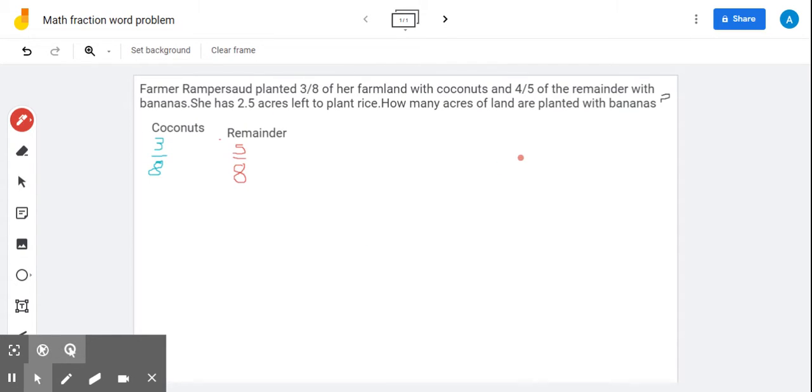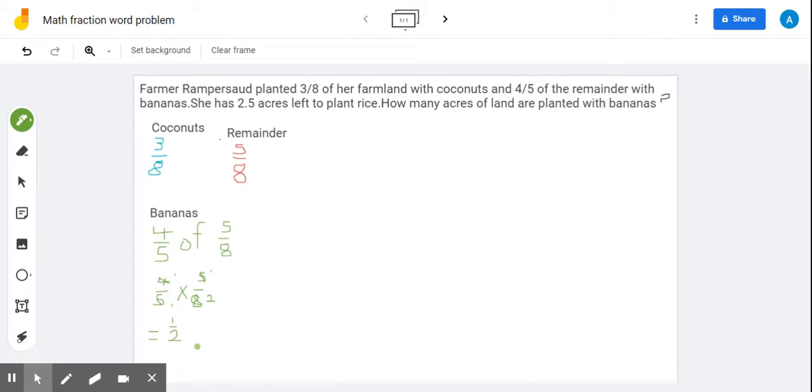So now that we know the remainder, we can go ahead and find out what fraction of the farmland was used to plant bananas. As it says here, 4/5 of the remainder was used to plant bananas. So now we have to find out what is 4/5 of 5/8. And that is equal to a half. So half of the farmland was used to plant bananas.